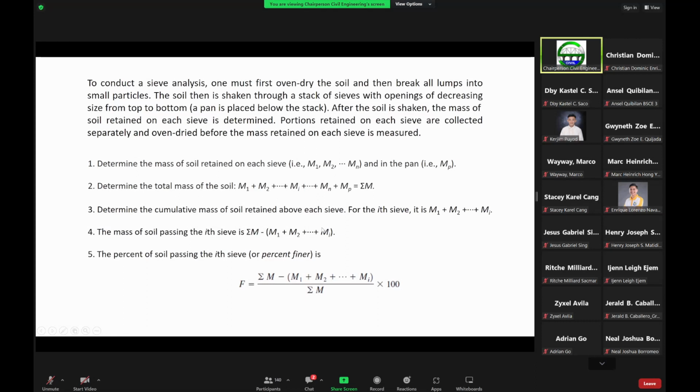So then the percent of soil passing the ith sieve, or we call it the percent finer, F, is now equal to this value here in item 4 divided by the value in item 2 multiplied by 100. So this is now the general approach. I think if you already have the geotechnical laboratory, you will also be computing it like this.